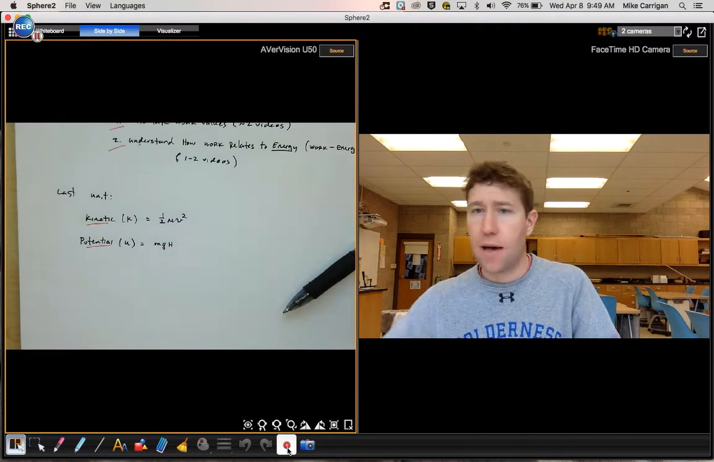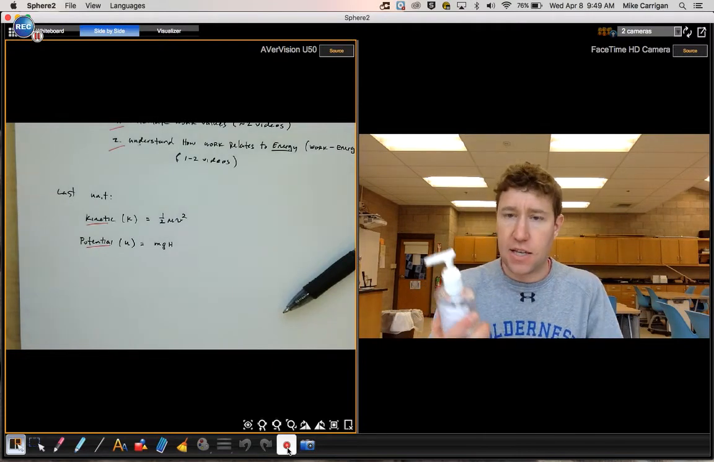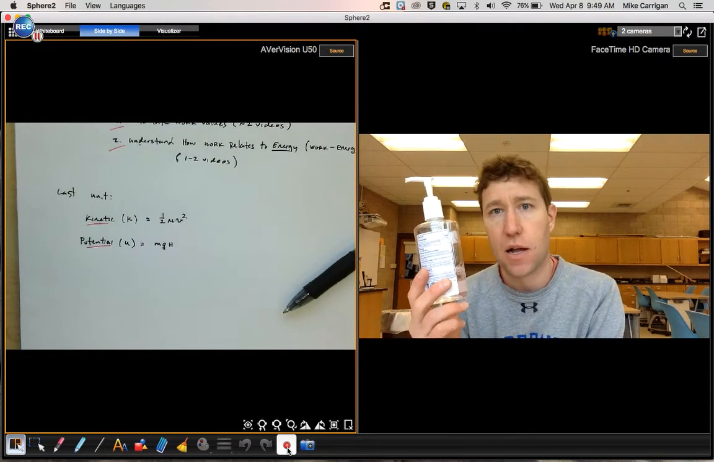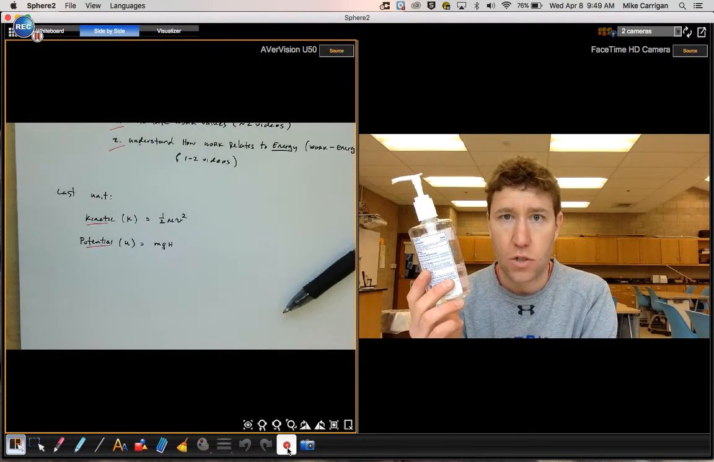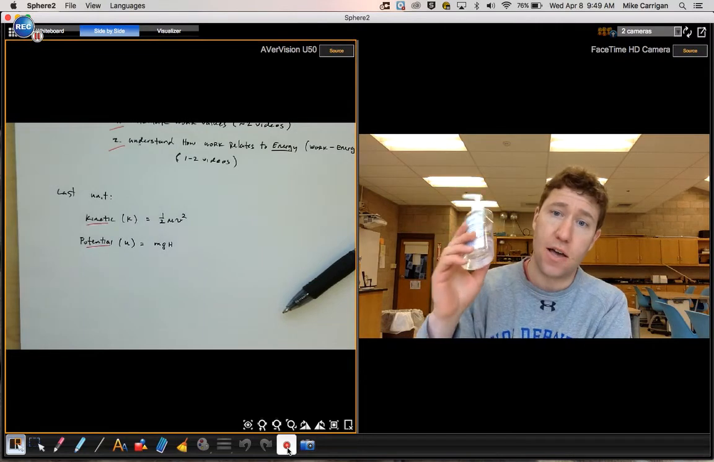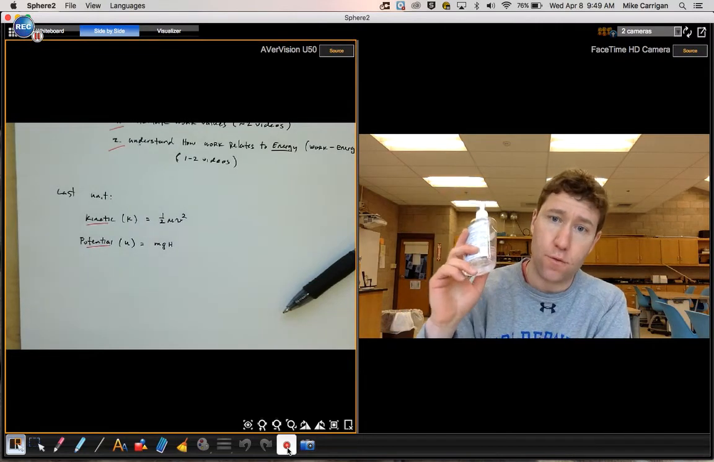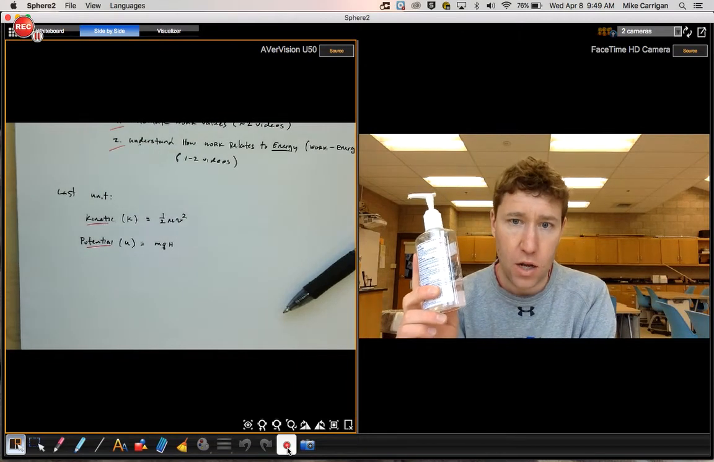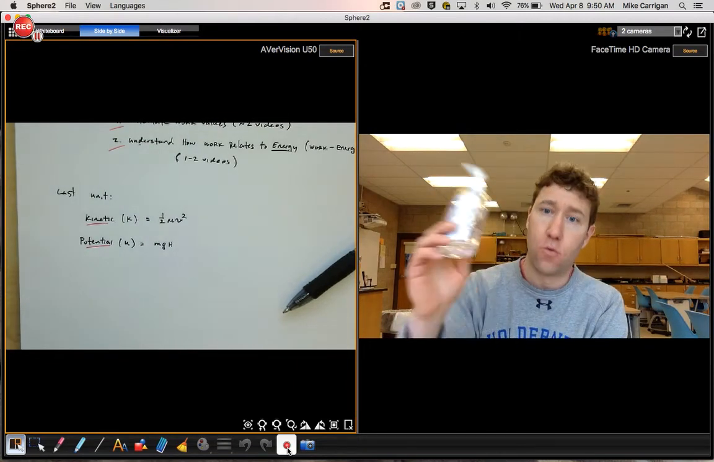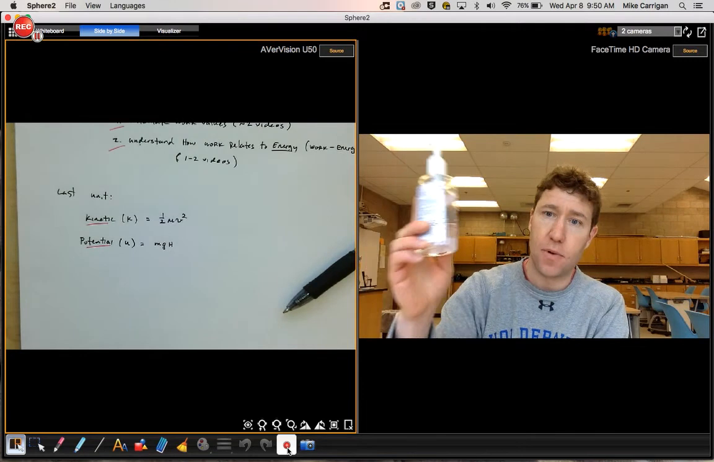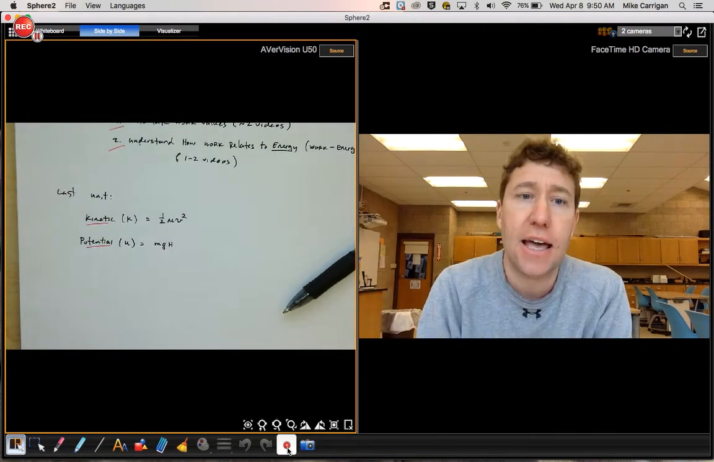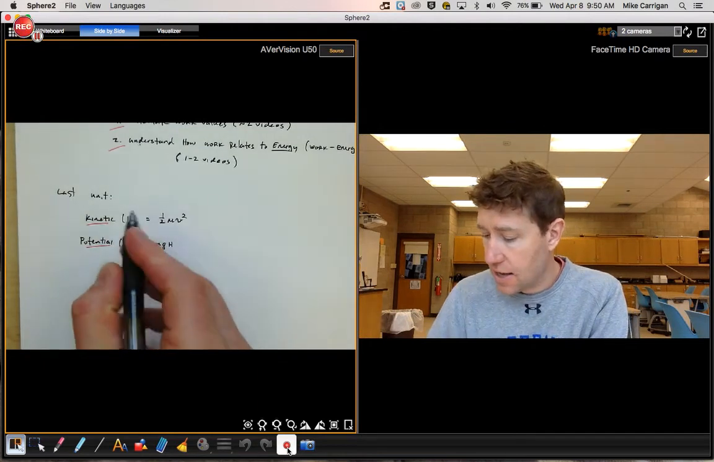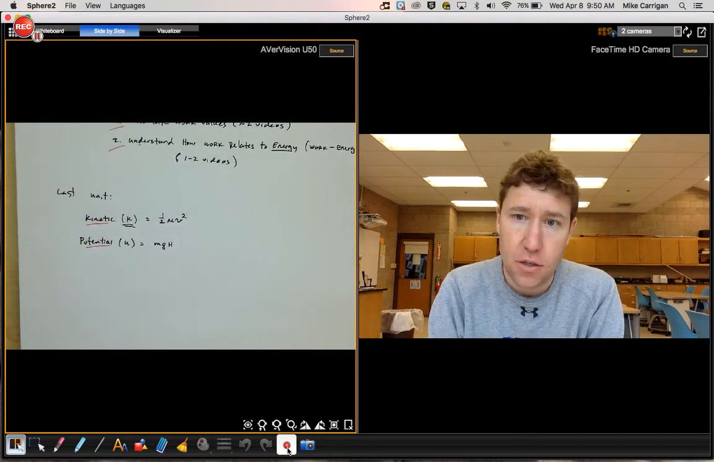For instance, I happen to have my trusty bottle of hand sanitizer here. If I wanted to increase the kinetic energy of this bottle of hand sanitizer, I would have to do work to it. So for instance, I could throw it. If I exert a force on it, and we'll later figure out exactly how to calculate how much work comes out of that force, but if I apply a force to the hand sanitizer bottle and throw it, it's going to gain kinetic energy. So in that case, the work that I did has turned into kinetic energy.